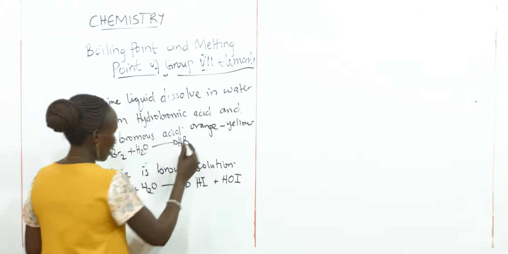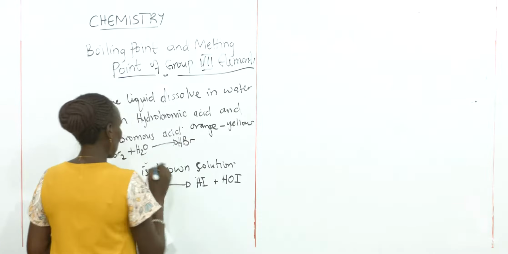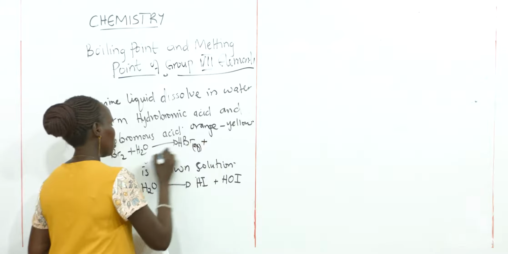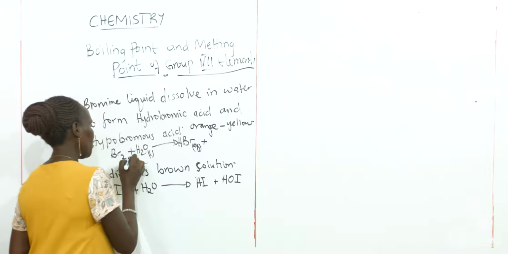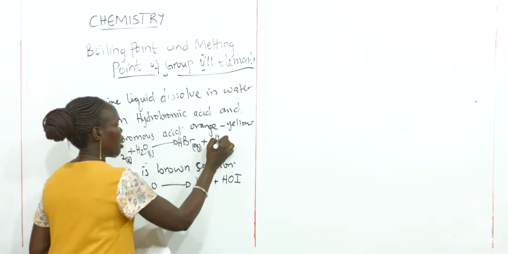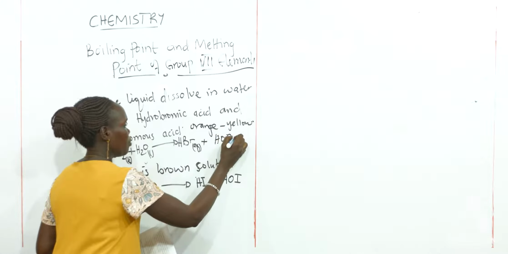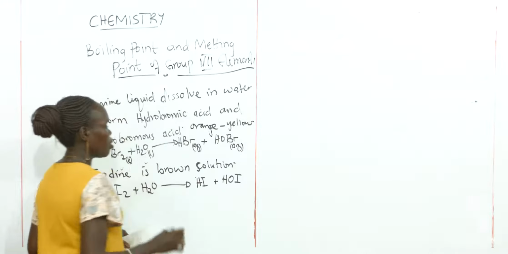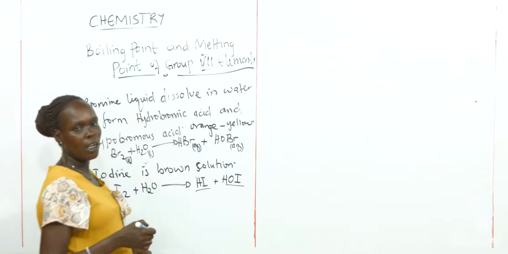So here we are going to have hydrobromic acid plus, which are aqueous in this form, or the physical state will be aqueous, and we are going to have hypobromic acid. So in this case, we are going to have a weak acid of bromine and a strong acid of bromine. The same thing for iodine here, although it is insoluble, but still it will form a strong acid and a weak acid of iodine.